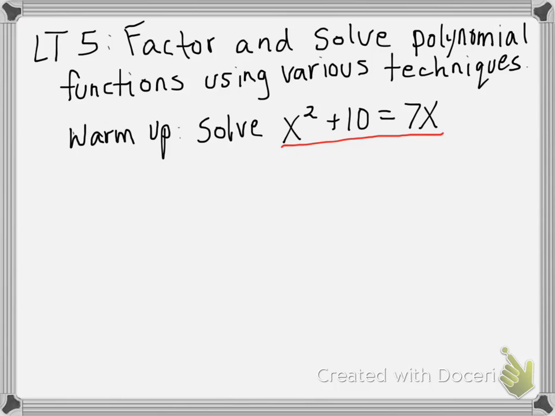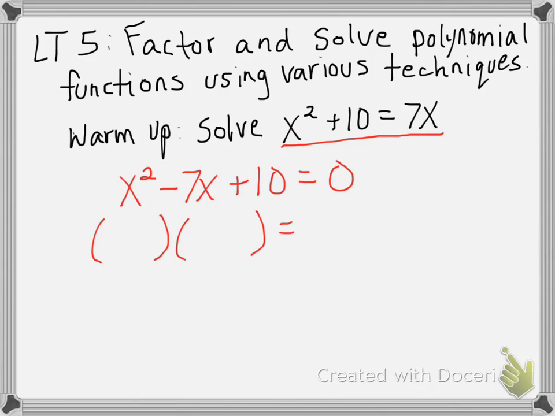So the first thing you should notice is it's not set equal to 0. Anytime you solve a polynomial, the first thing I want you to do is set it equal to 0 and write it in standard form. So when I move that term 7x to the other side, make it negative, I'm going to stick it between the squared term and the constant. When I factor this, I know the a value is 1, so I know that's going to be x and x.